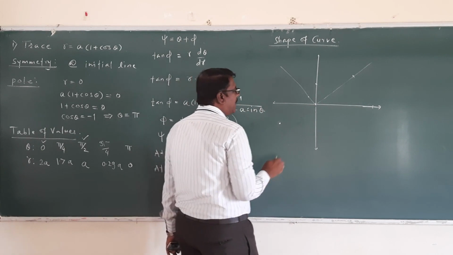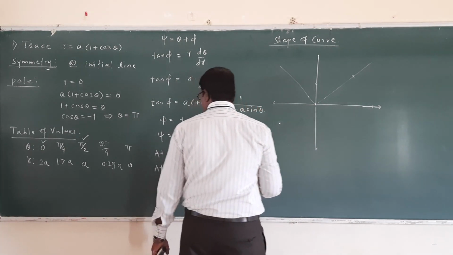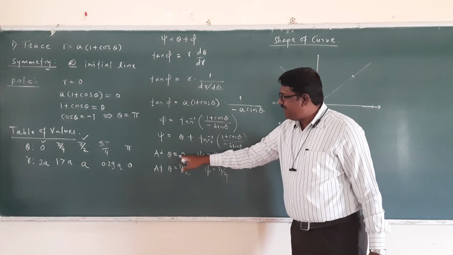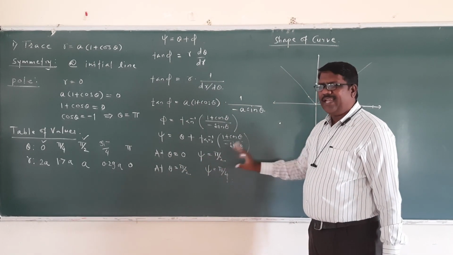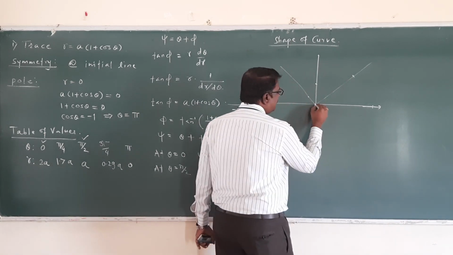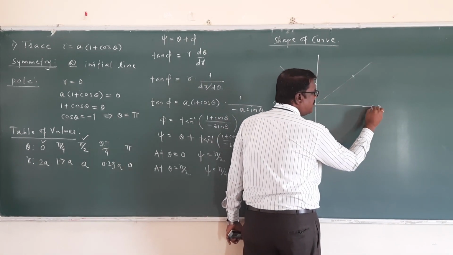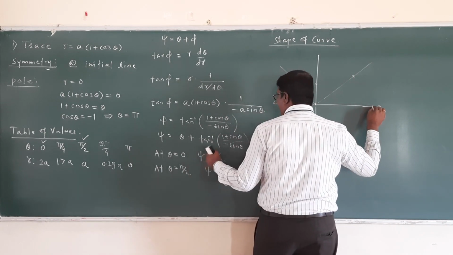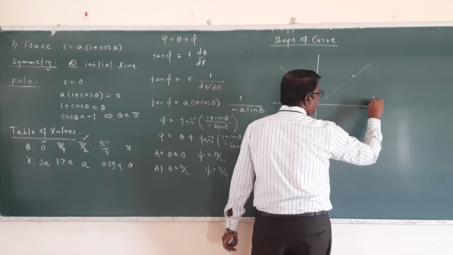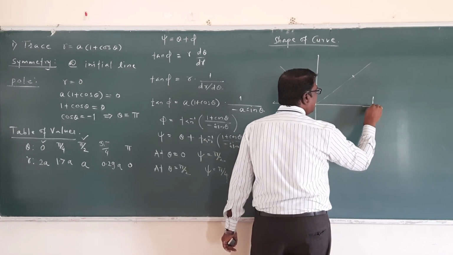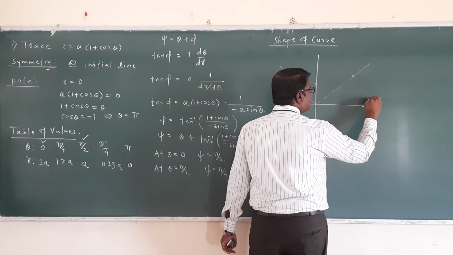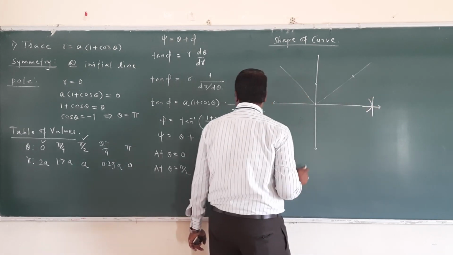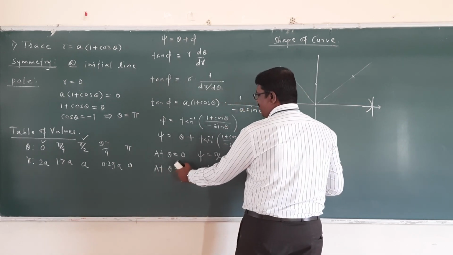Okay. Now we will see the tangents. We have calculated tangents at these two points. At theta is equal to 0, the tangent is 90 degrees. It means on the line theta is equal to 0, this is the point, and at this point the tangent is psi equal to pi by 2. It means this line is the tangent at this point. It means the curve will take the shape like this at this point.